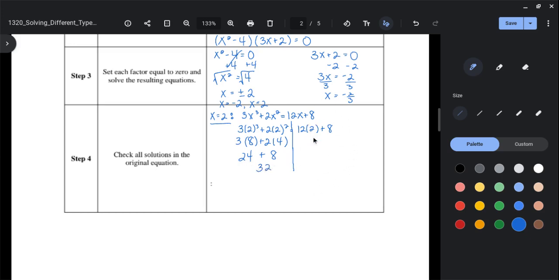All right, now let's look at what we have on the right-hand side of our equal sign. 12 times 2, we get 24. Plus an 8, which is 32. We get the same thing on both sides, so this is a solution.